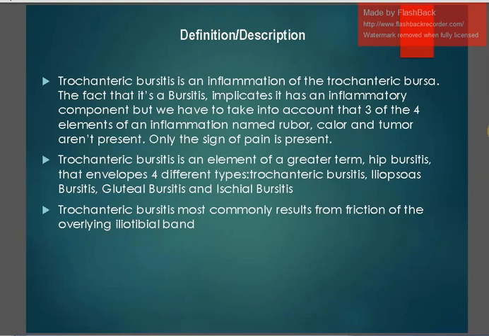The fact it's a bursitis implies that it has an inflammatory component, itis. We have to take into account that three of the four elements of inflammation, named rubor, calor, and tumor, aren't present here. Only the pain is present. It is an element of the greater term hip bursitis that envelops four different types, mainly the trochanteric bursitis, the iliopsoas bursitis, gluteal bursitis, and the ischial bursitis. Most commonly, it results from the friction of the overlying iliotibial band.